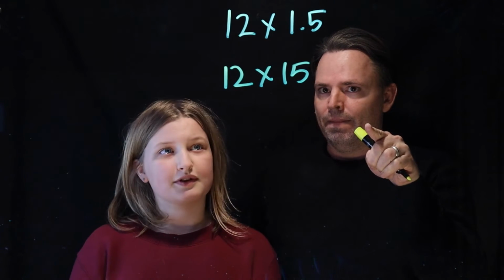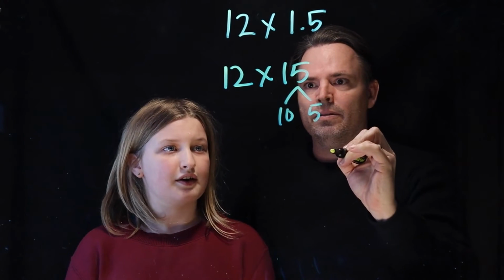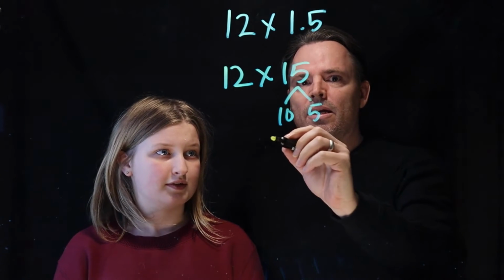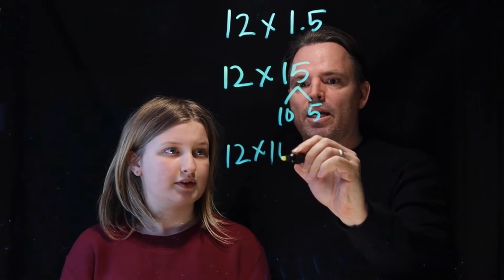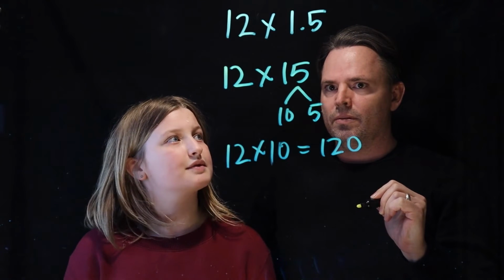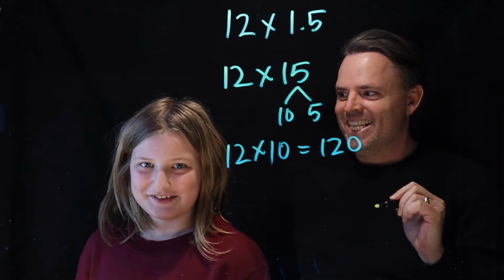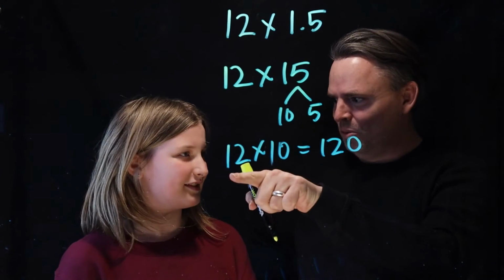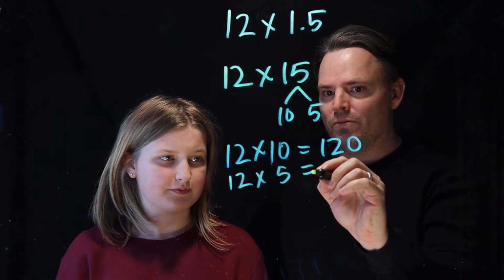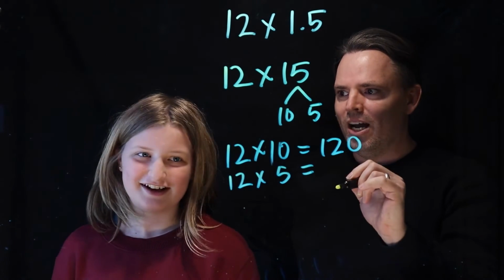So I just want to split the 15 into 10 and 5. Okay. And then I know 10 times 12 is 120. Okay. So 12 times 10 equals 120. Yeah, you did that one. You did the 10 times 12. Oh yeah, 5 times 12 is 50. Okay, so then you get the 5 times 12, which is 50? Yeah. Well, let's check.